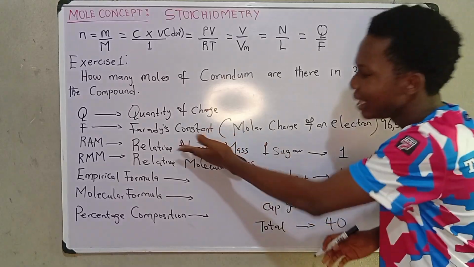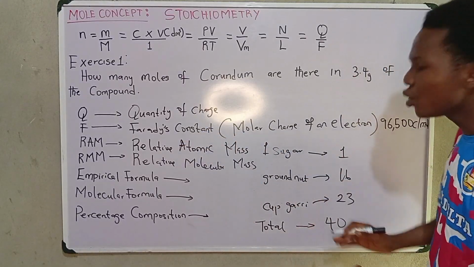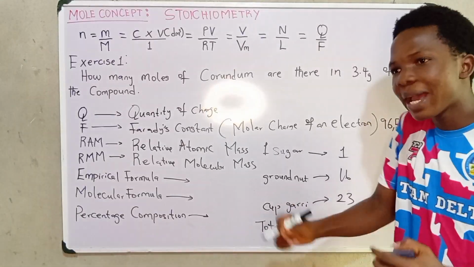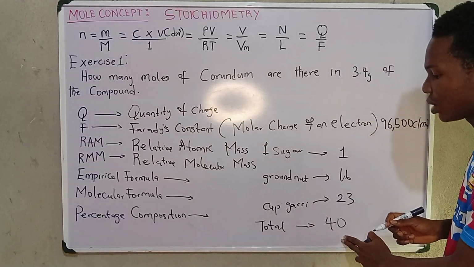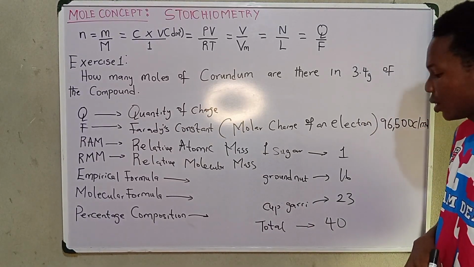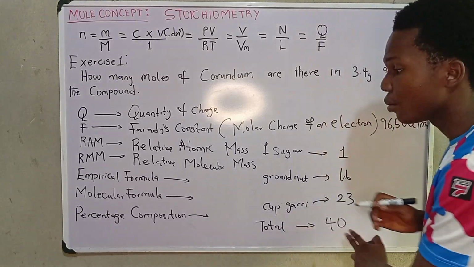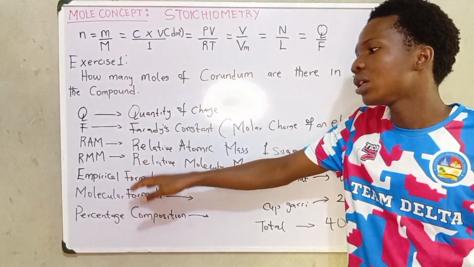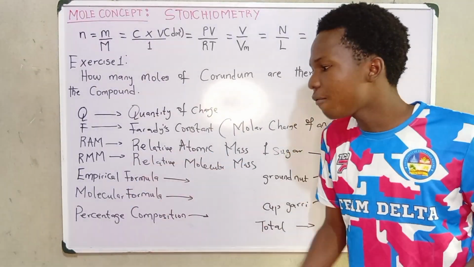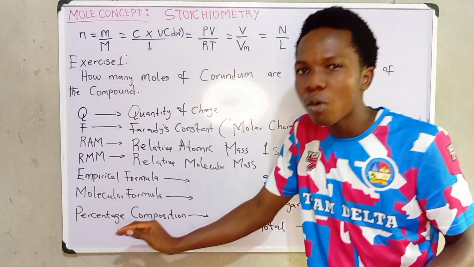Singly, they are relative atomic mass. But if I put them all together, as I mixed my groundnut and my water and everything, it will become relative molecular mass. So now I'm going to clean this so that we explain empirical formula, molecular formula, and finally percentage composition.